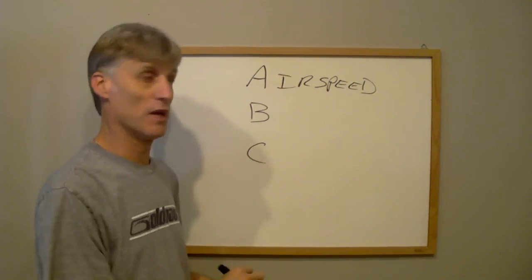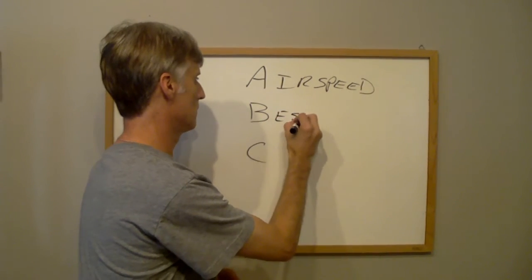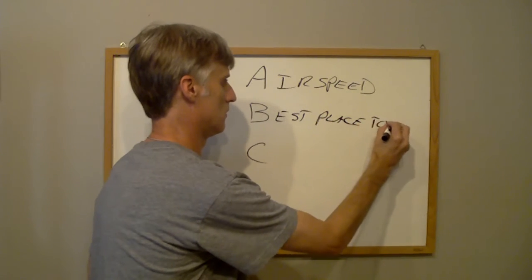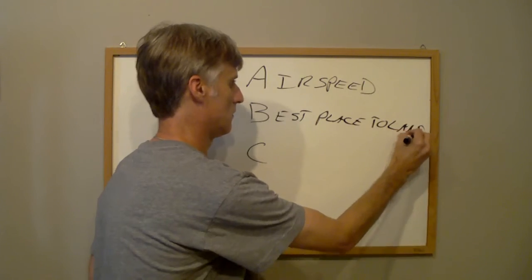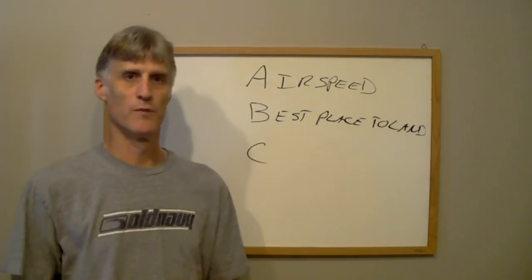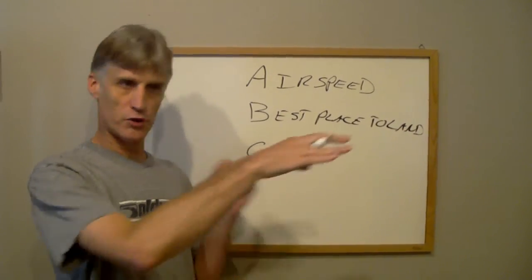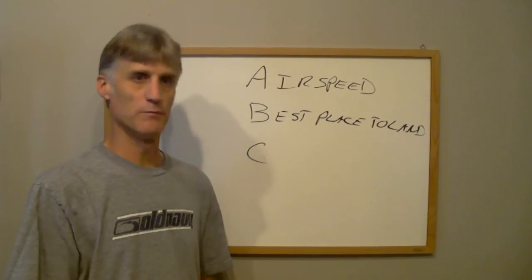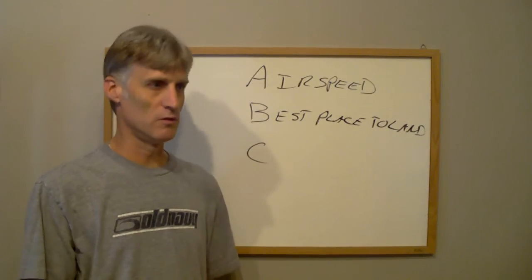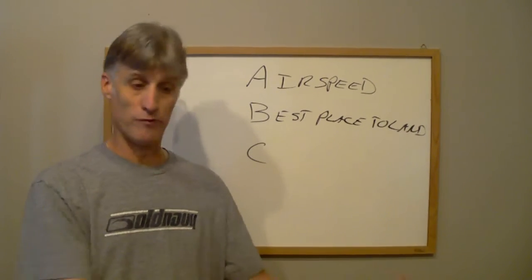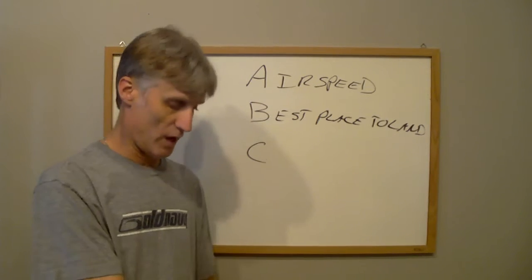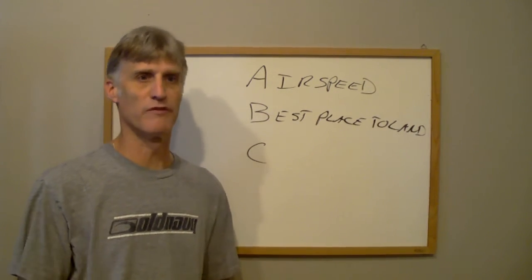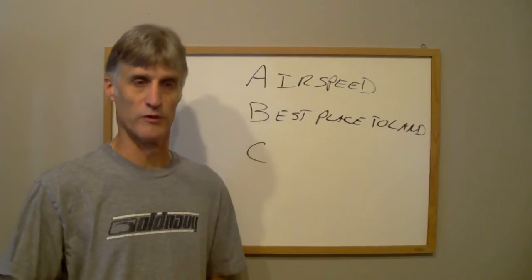B, best place to land. Hopefully that's readable. While you are scrubbing off airspeed, you are looking for, where am I going to put this airplane? Cornfield, bean field, road, hopefully maybe an airport if it's right within gliding range. We're not going to cover the various options of why certain fields are better than others. You can talk with your CFI about that.